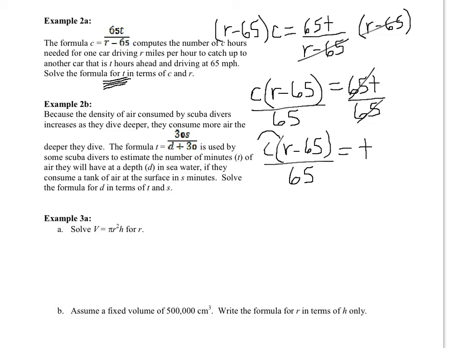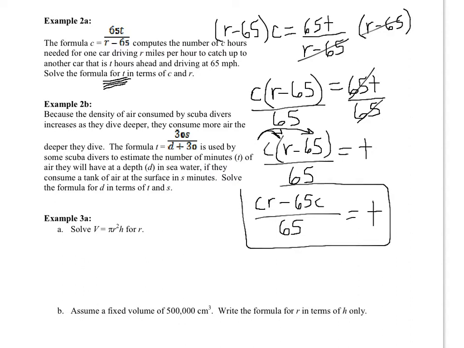Finally, we want to distribute that C to both parts. We have t equals Cr minus 65C, divided by 65. So we just solved the formula for t in terms of C and r.